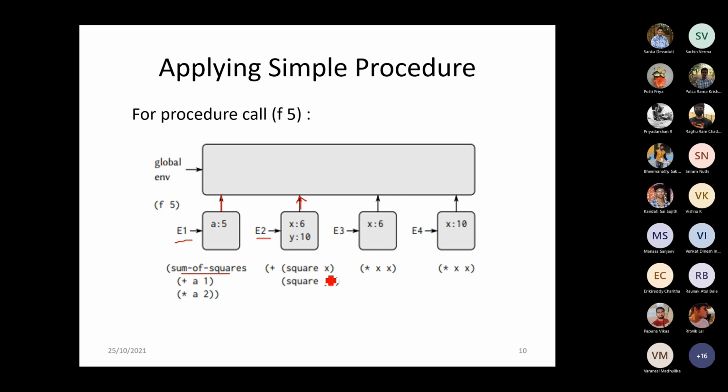When you are executing this sum of squares procedure, we will be calling the square procedure twice. So square of x: the first time, we are calling it by passing 6. Since this is a procedure call, again you will be creating a new frame. Since it is a named procedure, we will have a name associated with the environment, and the body of the procedure, which is multiplication of x with x.